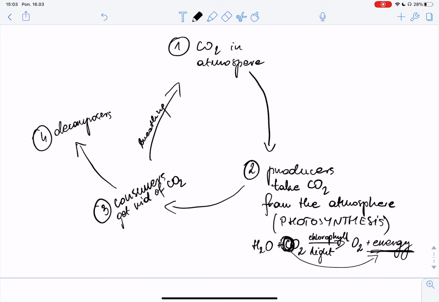But sometimes the consumers will just get eaten and decomposed. Decomposers, they also breathe. So they also give it back to the atmosphere. So guys, this is breathing. Here it will be photosynthesis. So as you can see, it's constantly changing.